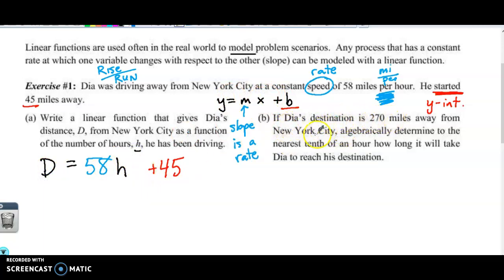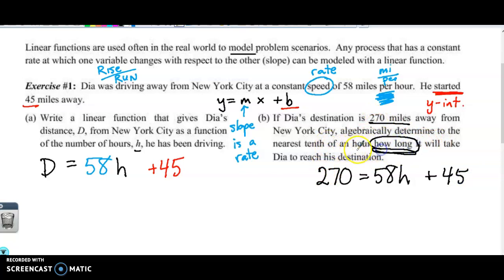So the final question said in part B, if Dia's destination is 270 miles away from New York, algebraically determine to the nearest tenth of an hour how long. Well, if you reread the directions, whether D stands for distance or destination, a lot of times that makes perfect sense. So 270 is representative of D, and what we don't know is h. And if you're still confused on why I plugged 270 in for D, notice that the question says how long. Well, how do we measure how long something is? In hours. So h hours.